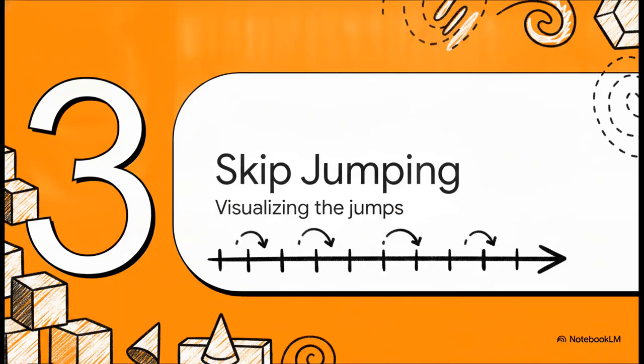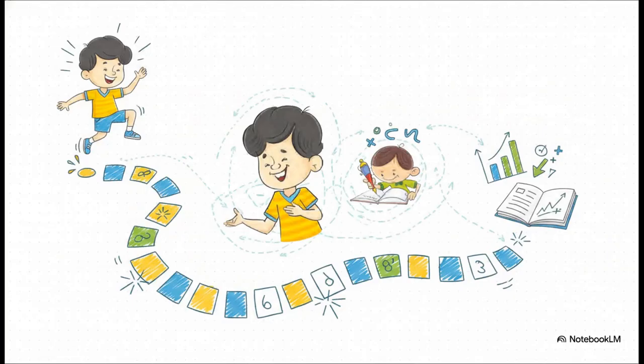Okay, section 3, skip jumping on number lines. Let's visualize those jumps. To keep things engaging, the textbook introduces a physical game. Dara literally skip jumps along a track on the ground, while Gopal tracks the data in his notebook. It is so cool how they take the abstract idea of multiplication and map it directly into physical space. You can literally see the math happening.